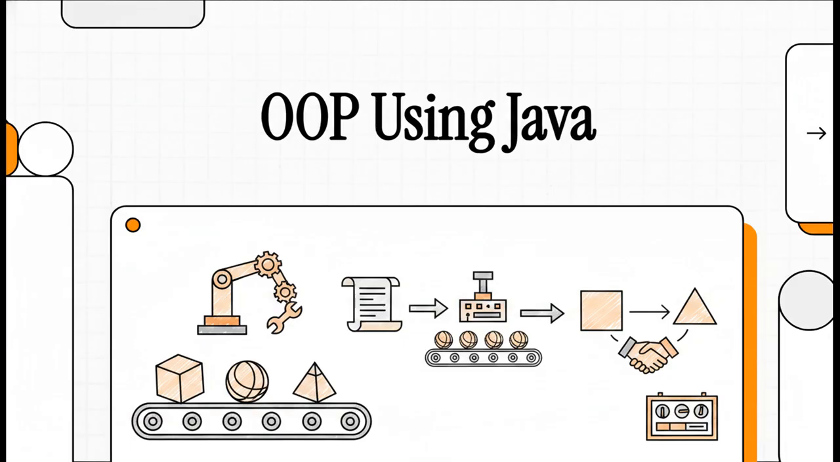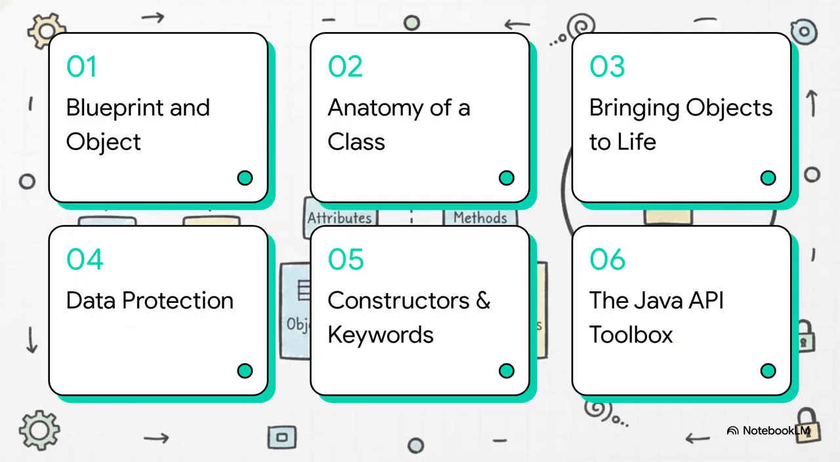We're going to treat Java like a relatable factory production line and break down exactly how software creates, manages, and interacts with virtual objects. Here is our production schedule for today. We'll be moving through the blueprint and the object, anatomy of a Java class, bringing objects to life, methods and data protection, constructors and special keywords, and finally, the Java API toolbox. Let's get right into it.